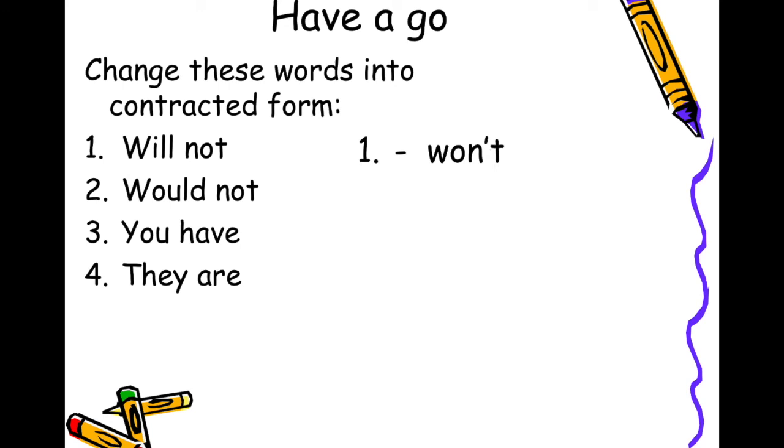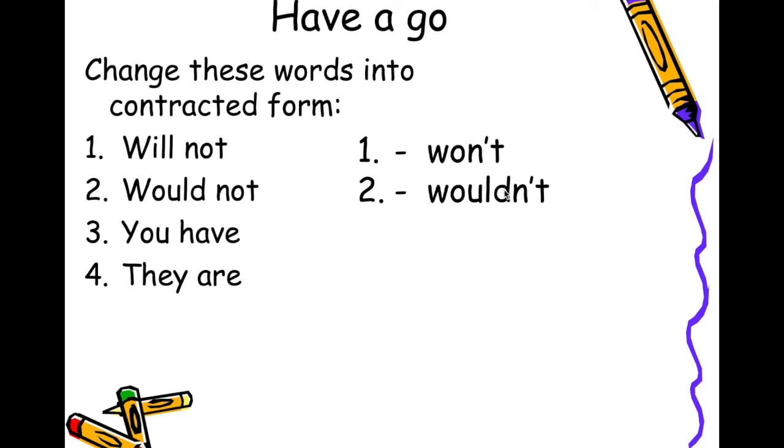Second one, "would not." I would not like to eat cheese later. Silly example, but there we go. "I would not like to eat cheese later" would change to "wouldn't." And we're taking away the O sound, so we put an apostrophe in there.